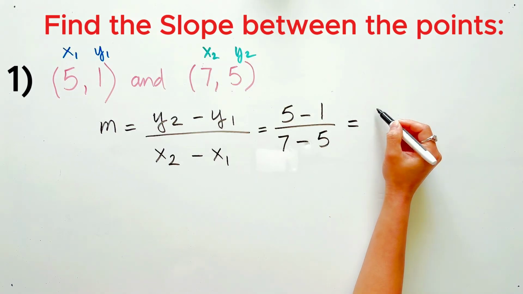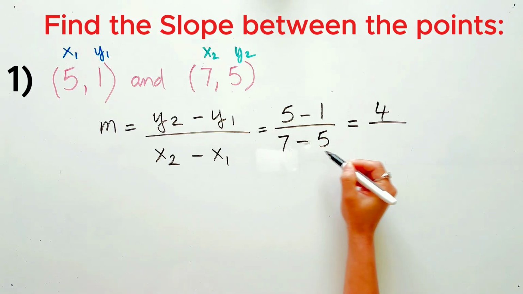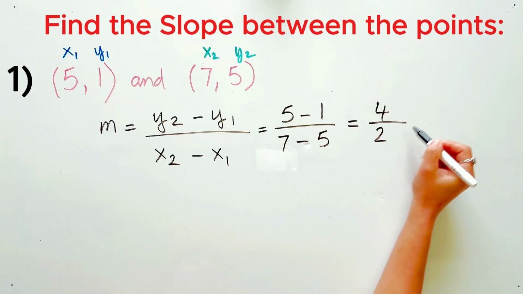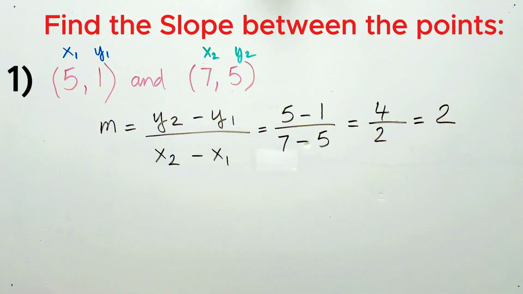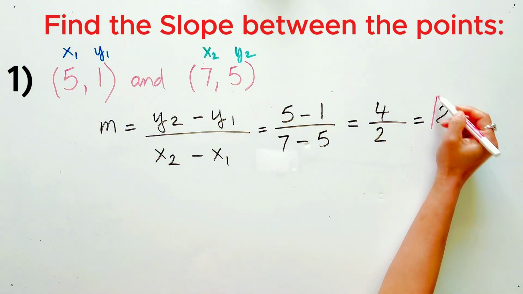Equals 5 minus 1 is 4, 7 minus 5 is 2, 4 divided by 2 is 2. So the answer is 2.